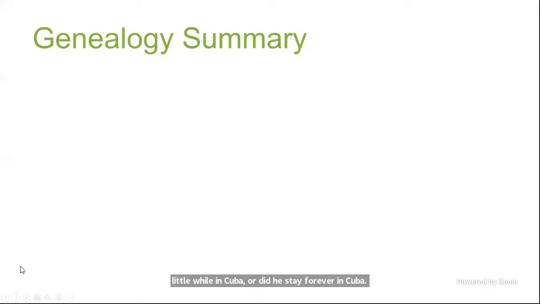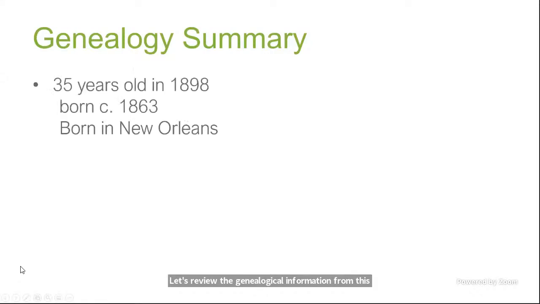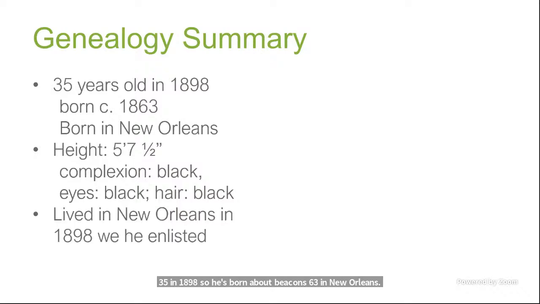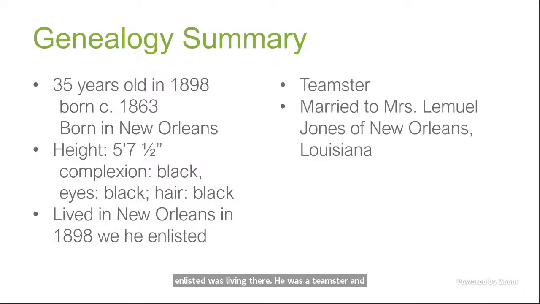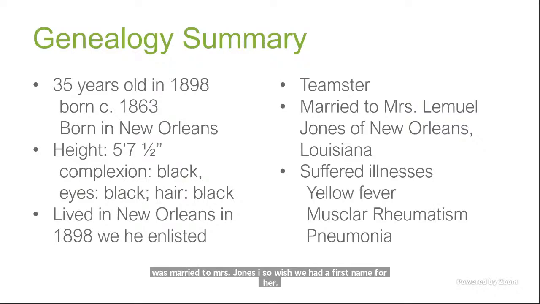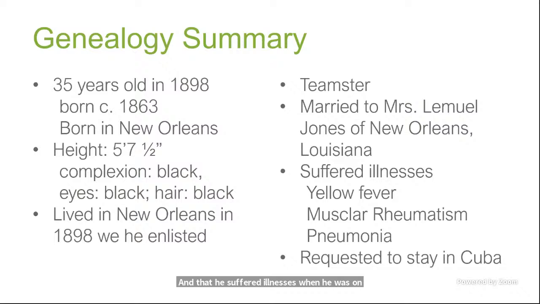Let's review the genealogical information from this packet. 35 in 1898, so he's born about 1863 in New Orleans. We've got his physical description. We know that he lived in New Orleans in 1898 when he enlisted. He was a teamster, and he was married to Mrs. Lemuel Jones. I so wish we had a first name for her. And that he suffered illnesses when he was on the island of Cuba, and that he requested to stay in Cuba. So all that would be very helpful.